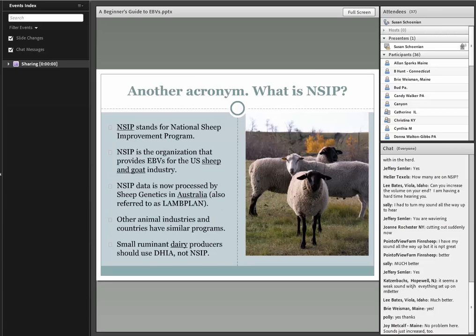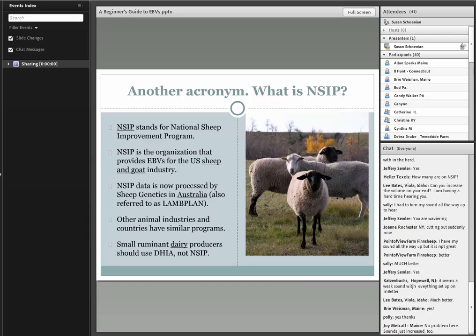All right, another acronym that I'm going to use throughout my presentation is NSIP. NSIP stands for the National Sheep Improvement Program. NSIP is the organization that provides EBVs for the U.S. sheep and goat industry. It doesn't do the data analysis or processing. A couple years ago, they contracted the data processing to Sheep Genetics in Australia, also commonly referred to as Lamb Plan. So I may also use that term as well. There's also a Kid Plan.